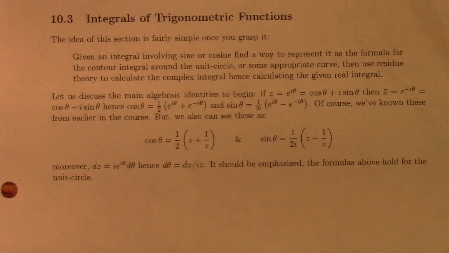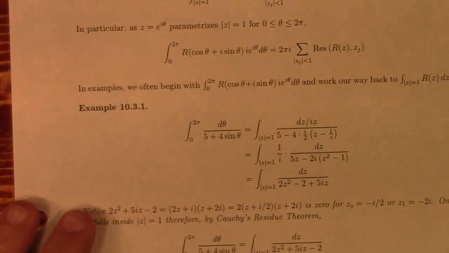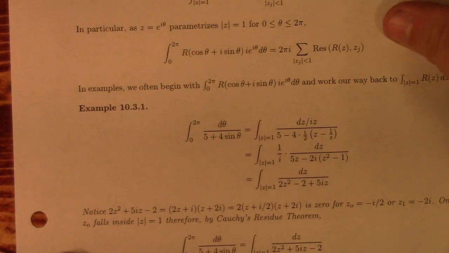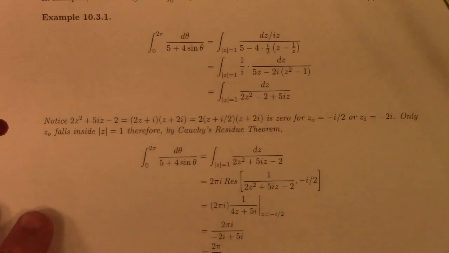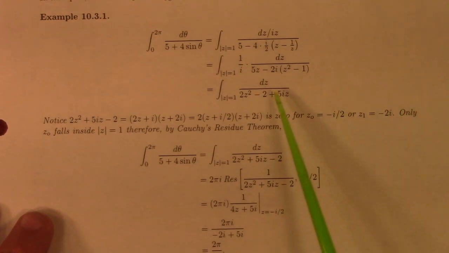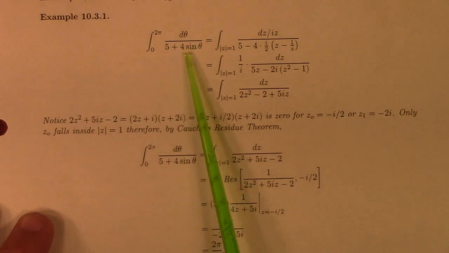So integrals of trigonometric functions, I already did some of these in the homework for you guys, so you kind of already have seen the trick. But there's a nice example. Basically, to just work backwards from an integral that you're given in terms of a rational function and in terms of sines and cosines, and look at it as an integral around the unit circle, right? So this one, integral d theta over 5 plus 4 sine theta.